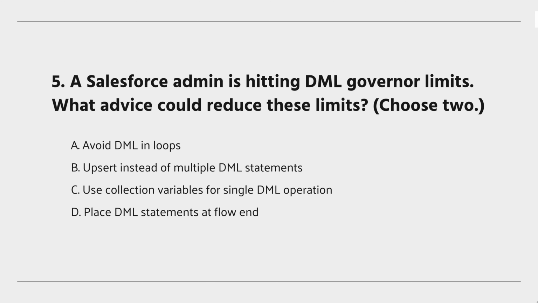So, the correct answers are: avoiding DML inside loops helps prevent hitting Salesforce's limits, making the flow more efficient. Using a collection variable allows you to process multiple records at once, saving system resources and keeping flows within limits.